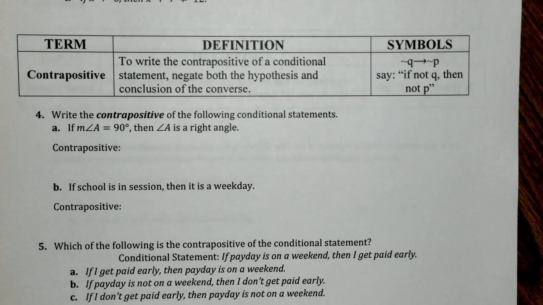So to continue on with our conditional statements, we talked about finding the converse, switching P and Q. We talked about the inverse, negating both P and Q, going to the opposite. Now we're going to talk about contrapositive. Contrapositive is a mixture of both of them.